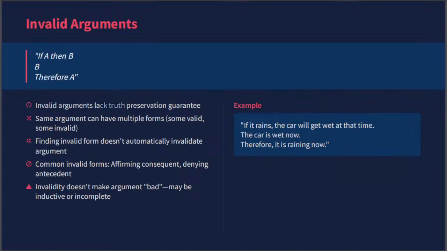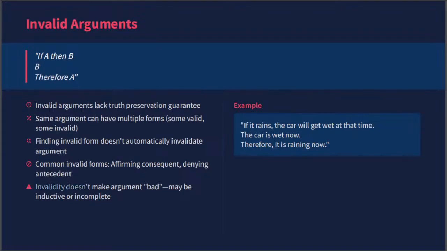Invalid arguments lack truth preservation guarantee. The same argument can have multiple forms, some valid, some invalid. Finding invalid form doesn't automatically invalidate the argument, though. Common invalid forms: affirming the consequent, denying the antecedent. So this is your antecedent, and affirming the consequent. So if A, then B, that's what this is. B is true, therefore A is true.